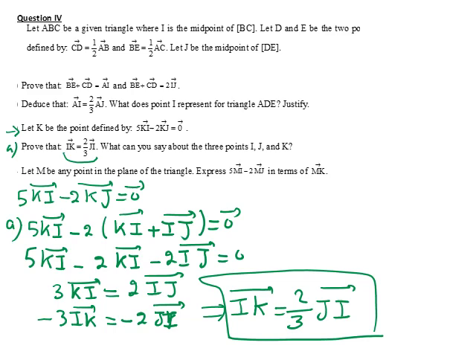What can you say about I, J, and K? We have a relation between I, K and J, I. So we can say that I, J, and K are collinear.